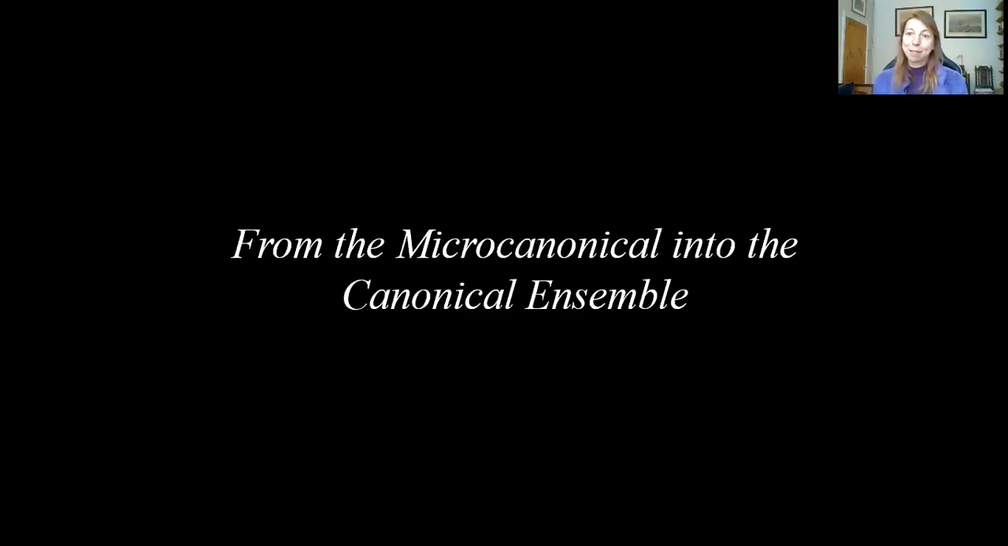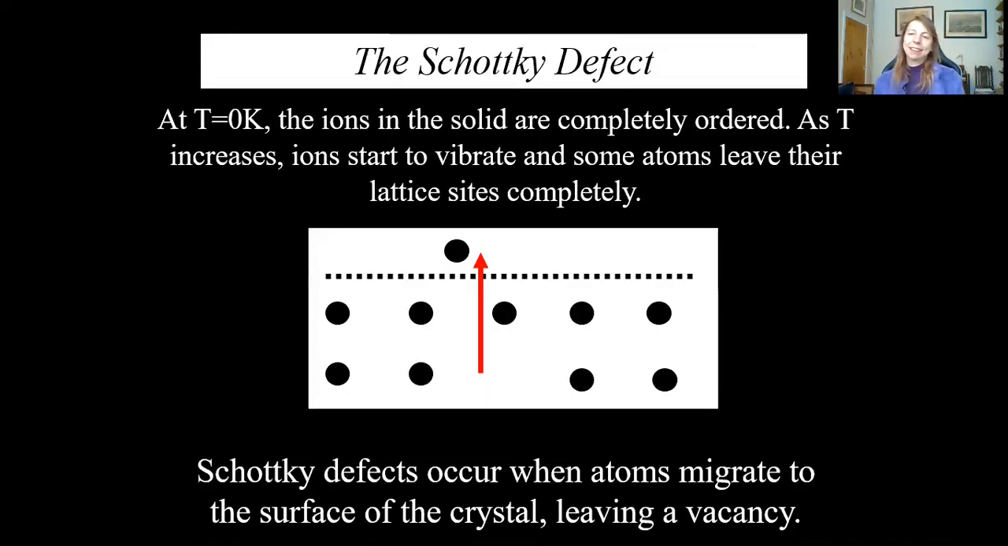So let's go from the microcanonical ensemble into the canonical ensemble using a physical example to take us there. The example that we're going to use is called the Schottky defect. So let's just chat a little bit about what this system is. Imagine that we have a crystal, and that crystal, of course, isn't infinite. It has a surface.